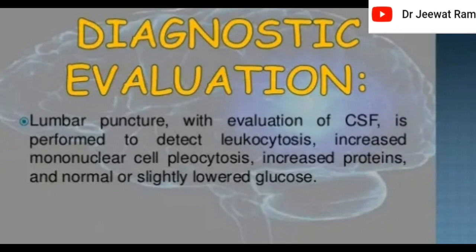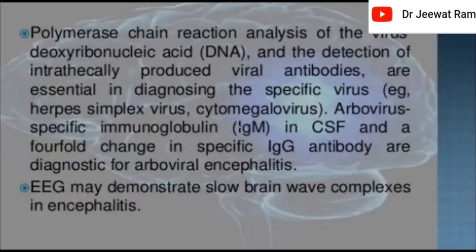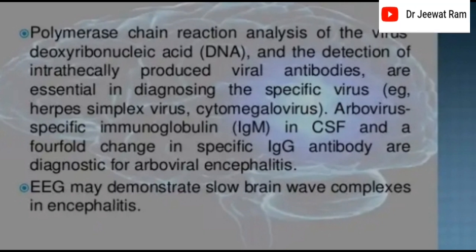Diagnostic evaluation. Lumbar puncture with evaluation of CSF is performed to detect leukocytosis, increased mononuclear cell pleocytosis, increased proteins, and normal or slightly lowered glucose. Polymerase chain reaction analysis of the viral deoxyribonucleic acid and the detection of intrathecally produced viral antibodies are essential in diagnosing the specific virus.